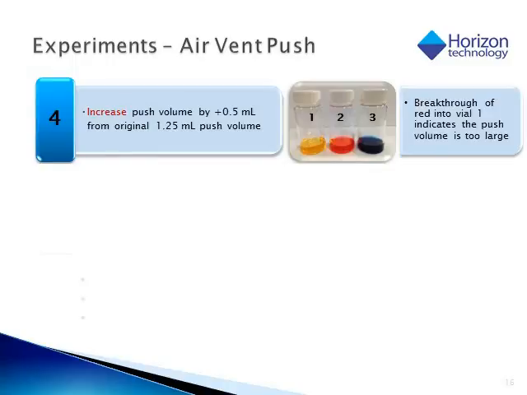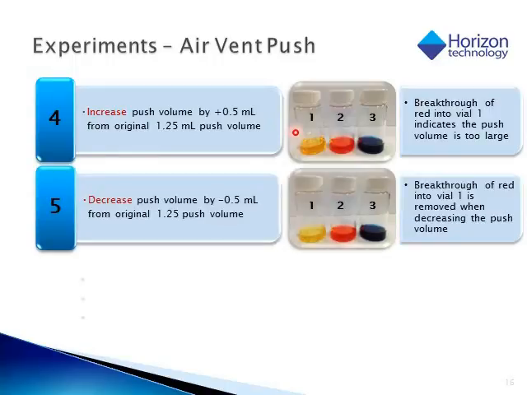But here I was more focusing on the isolation of yellow within vial 1 from any red that would also be co-eluting. You can see that in vial 1 there is some breakthrough of red, and this to me indicates the push volume, the air vent push, is too large. So to further test that, I increased the push volume by an additional half a milliliter from the original 1.25 milliliters. And you can see the results are the addition of some red within vial number 1.